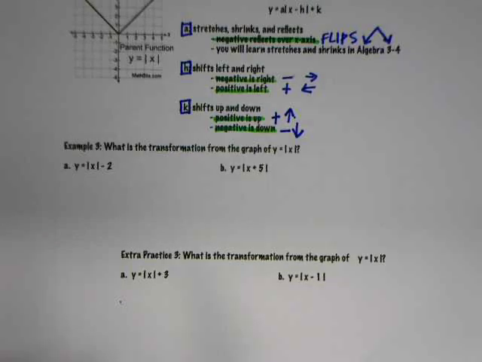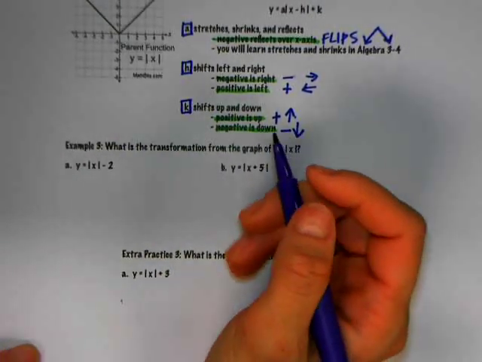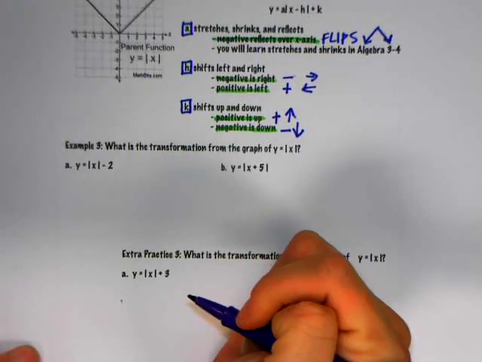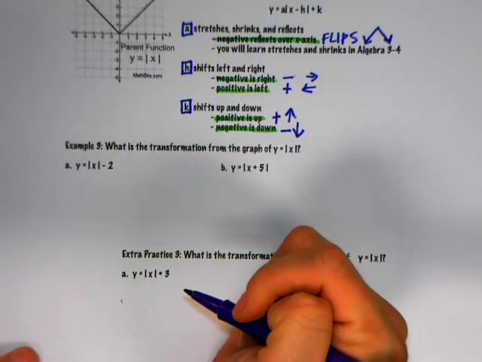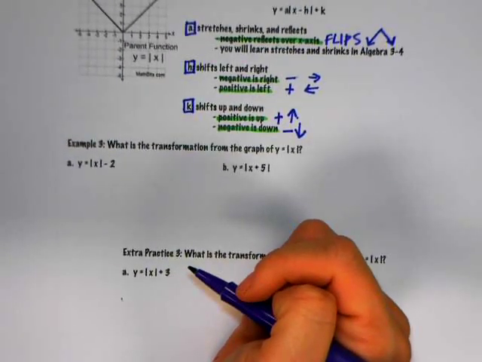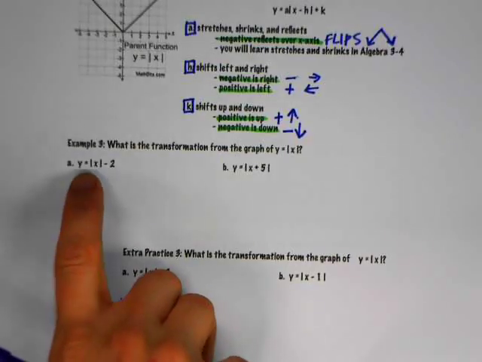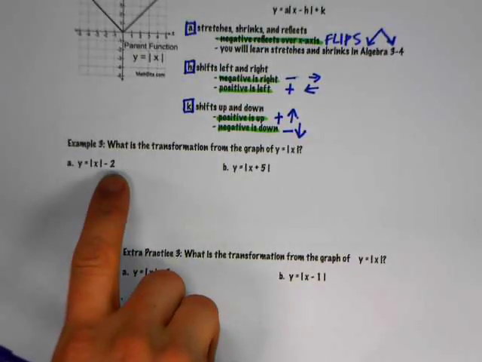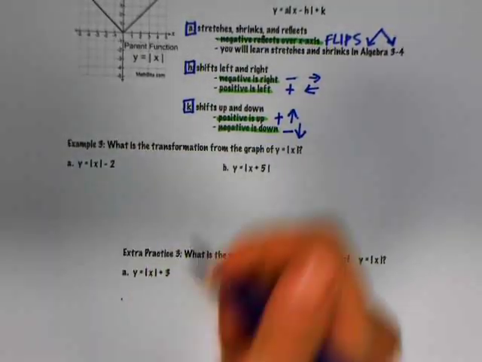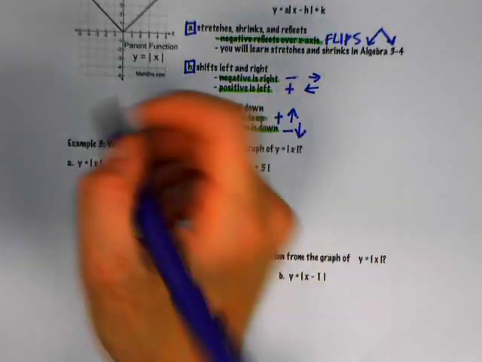Okay, so for this one, what is that minus 2 going to do? You have to ask yourself if that's an H or a K. If it's after the absolute value, is it an H or a K? K. It's a K, so how's that going to move? It's going down. Yep, down 2.